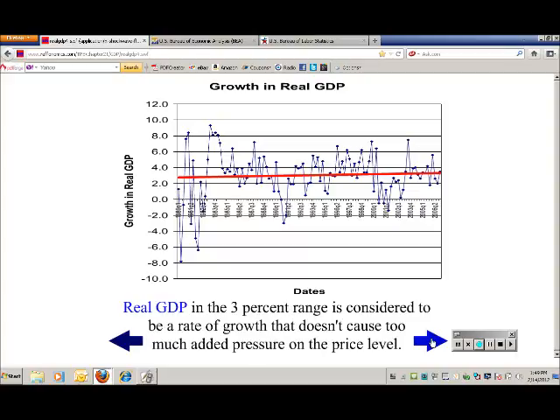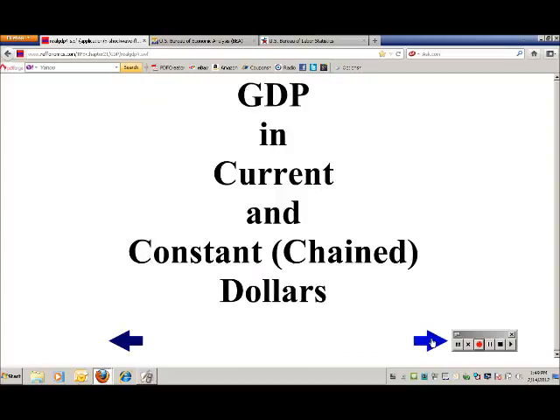Real GDP growth in the 3% range is considered to be a rate of growth that doesn't cause too much added pressure on the price level. So that's what countries are trying to get. They're trying to get at or above 3% growth.